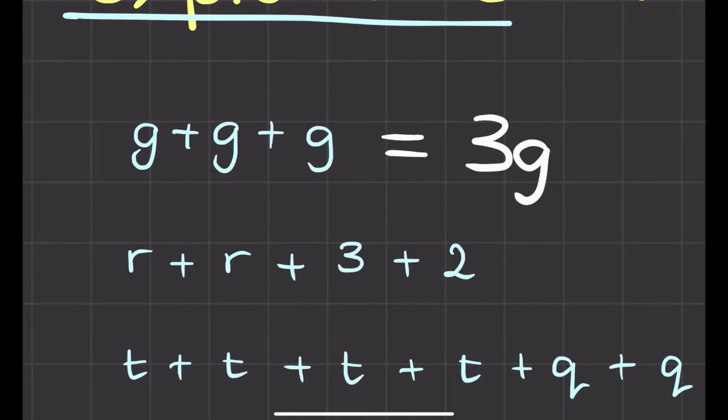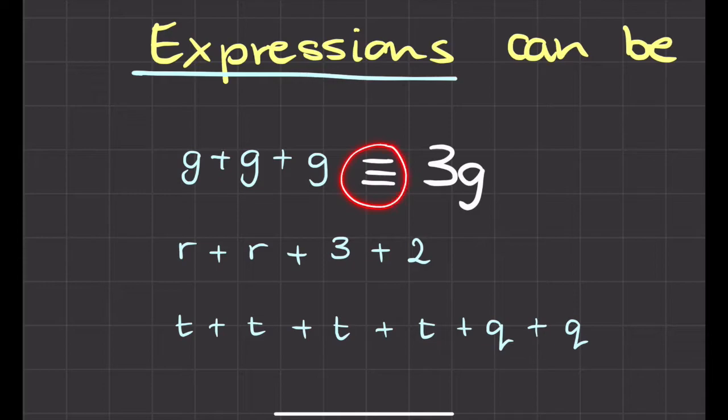Now actually I can go a step further. I can say that these are identical to. So this new symbol here, if you've not seen it before, it means identical to, and we're just saying that this expression here is identical to this expression here, and because they mean the exact same thing, they're just written slightly differently, I can use this symbol.